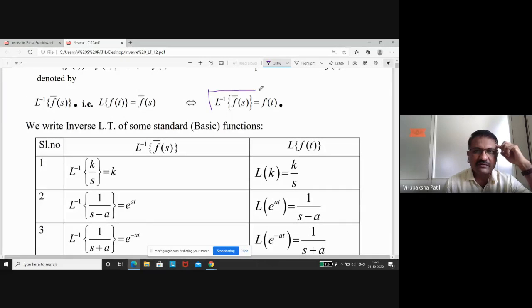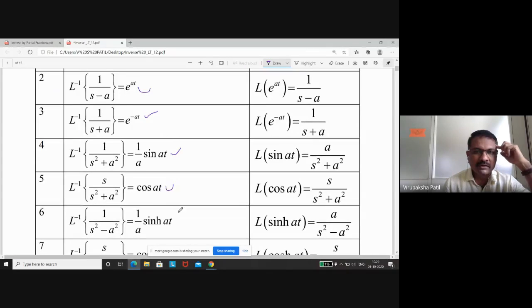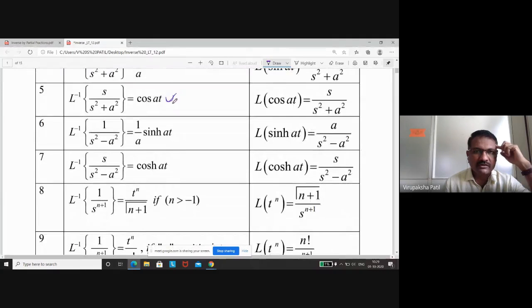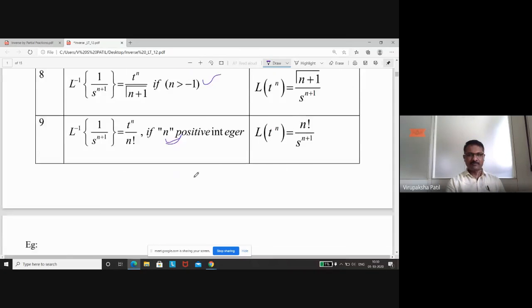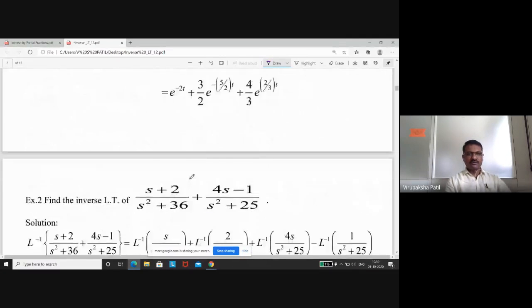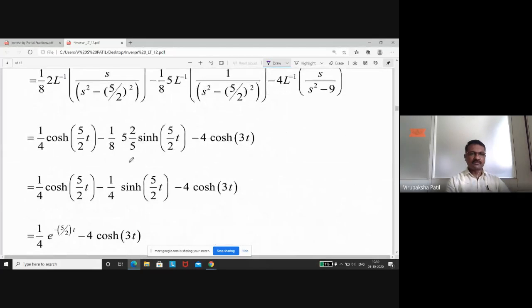We learned the basic definition of how to find the inverse of the Laplace transform. And these basic things, as I told you in every class, you should remember: all these basic or standard inverse transforms, 9 standard inverse transforms. Depending on these only, you are going to write the inverses. Now, with respect to these Laplace inverse transforms, we have taken some standard examples.